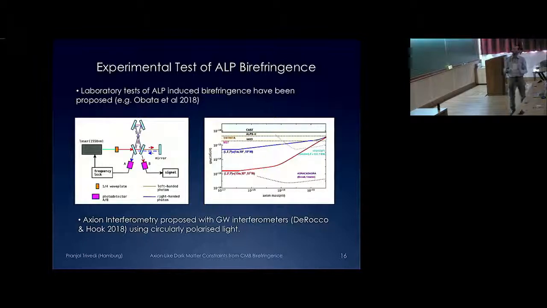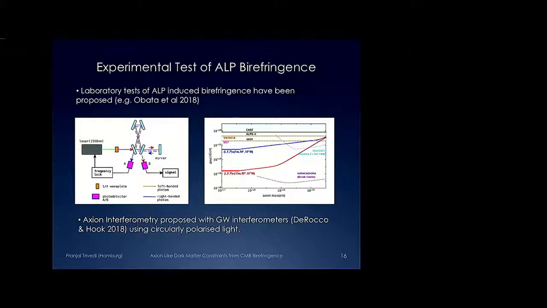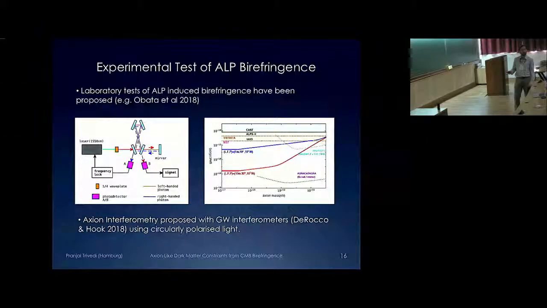One last thing: there's been a lot of interest in exploring the birefringence from axions in the laboratory, and this is quite interesting. There's an experiment to probe it in the laboratory where you can probe larger ALP masses of about 10 to the minus 13 to 10 to the minus 15, as well as axion interferometry that has been proposed using a gravitational wave interferometer, but now using it with circularly polarized light.